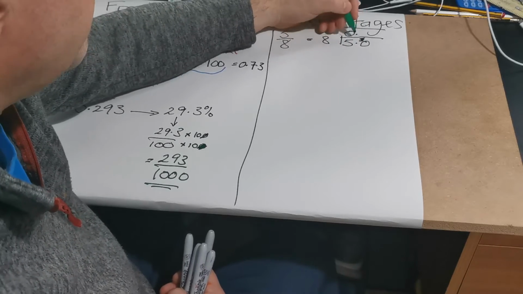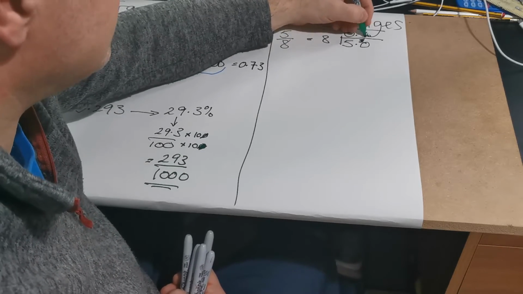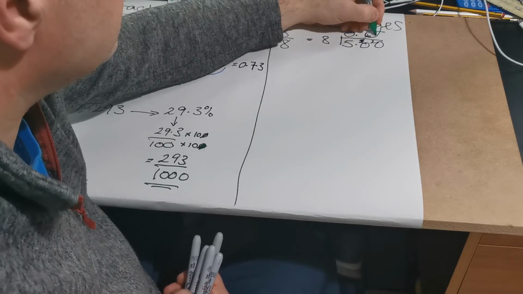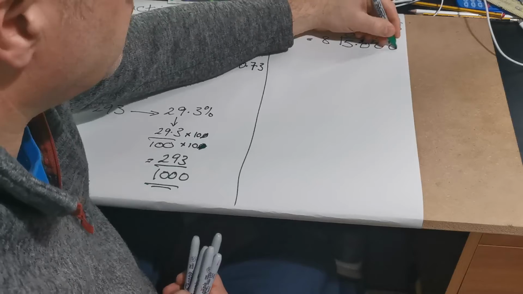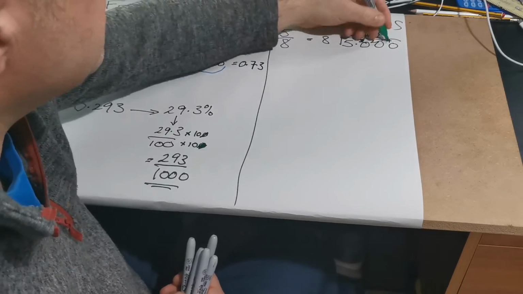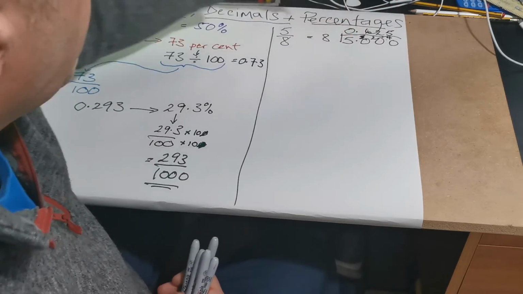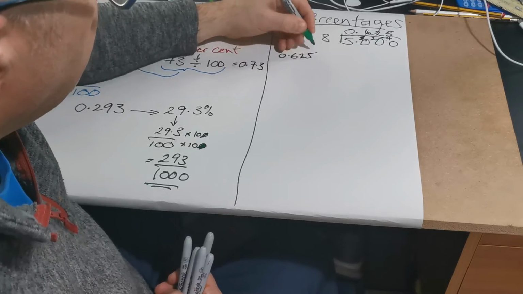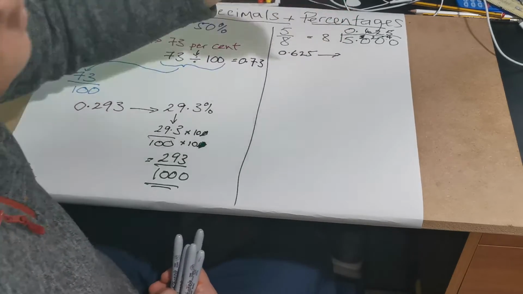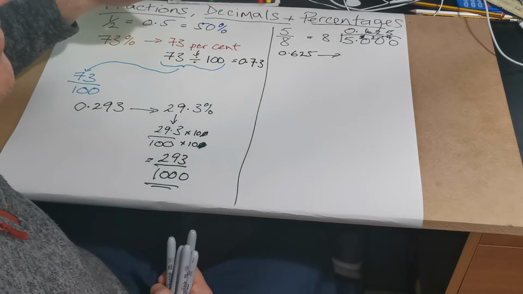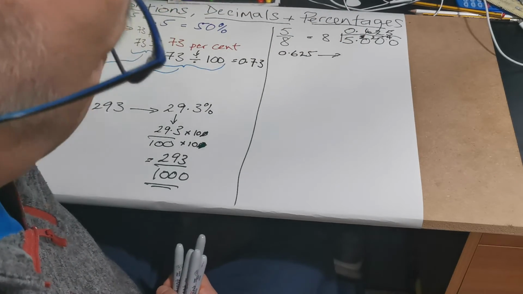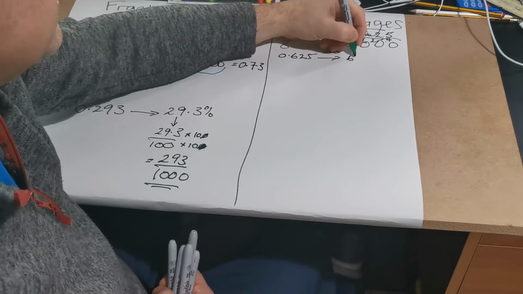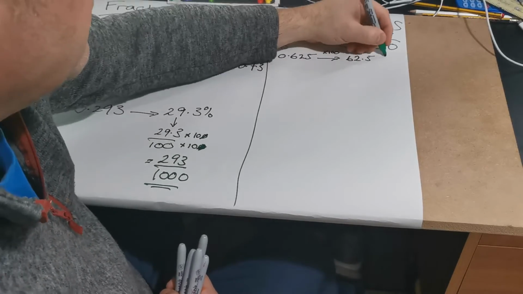How many 8s go into 50? It's 6, remainder 2. How many 8s go into 20? It's 2, remainder 4. How many 8s go into 40? It's 5. So that is 0.625. And remembering that to go from a percentage to a decimal, you divide by 100. So doing the opposite direction, you would times by 100, which should give you 62.5%.